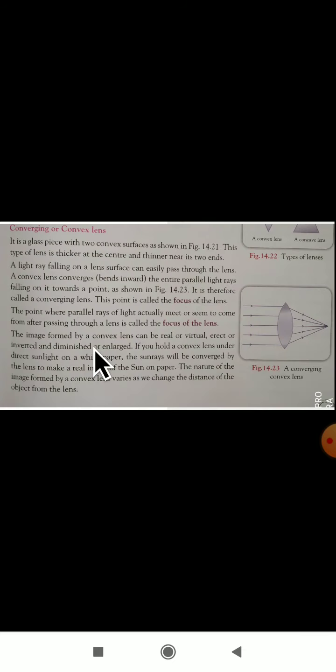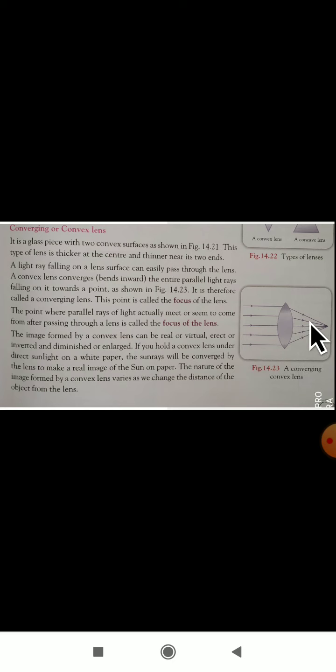A light ray falling on a lens surface can easily pass through the lens. If light rays are falling on this convex lens, what will happen here? It can easily pass through the lens. A convex lens converges entirely parallel light rays falling on it towards a point, as shown in figure 14.23. You can observe the diagram here.